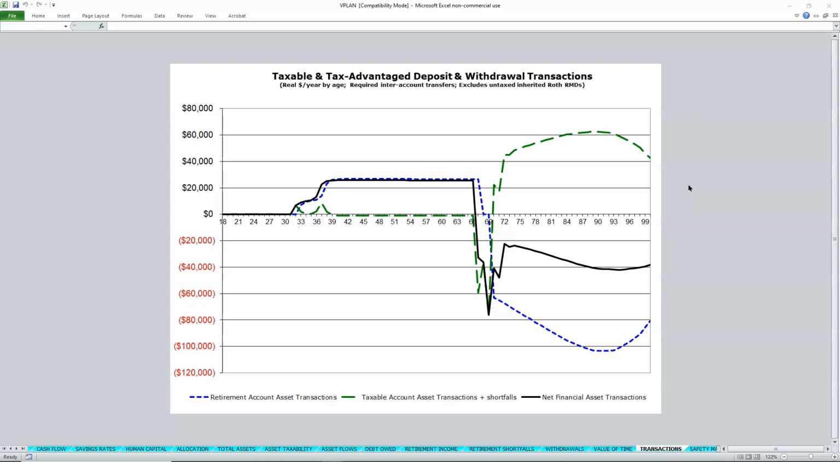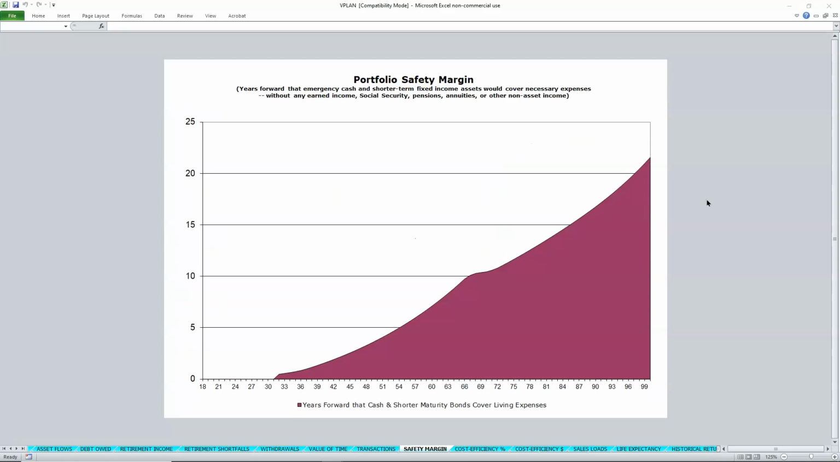Next, we will click and view the blue tabbed safety margin graphic. Some people are understandably concerned about how their finances might enable them to survive a financial catastrophe in the future. This safety margin graphic projects how long your cash and bonds would cover your necessary living expenses going forward at any point in the future if all of your expected income sources disappeared and your stocks became valueless. The safety margin graphic admittedly represents a very pessimistic scenario.